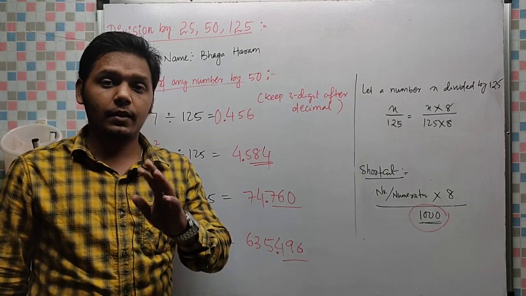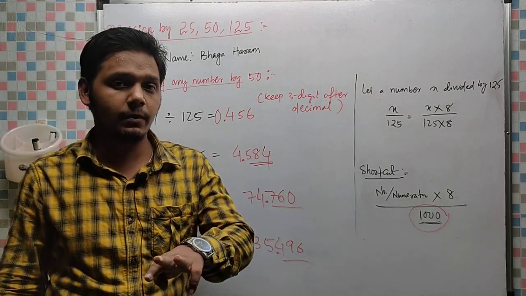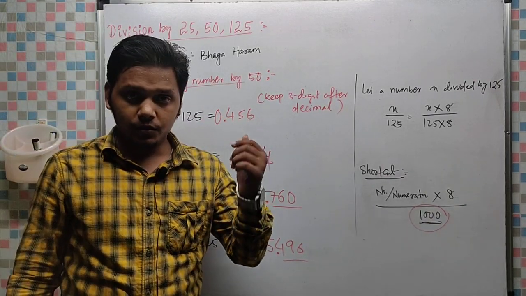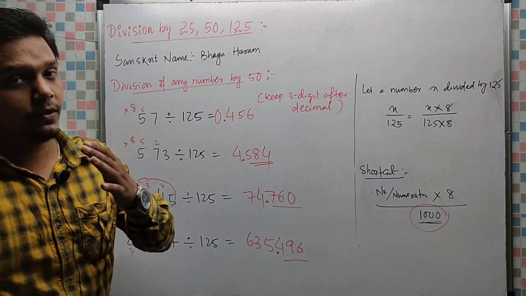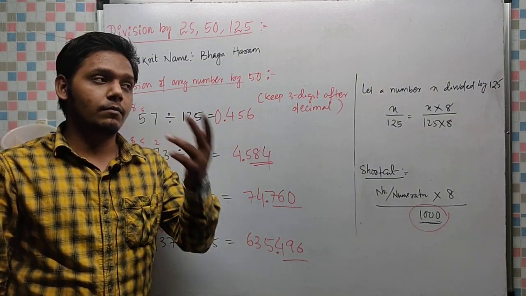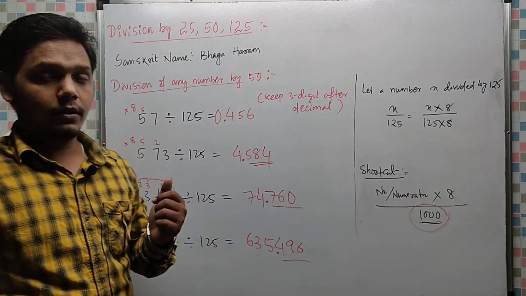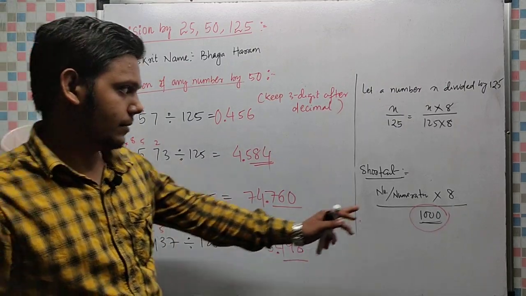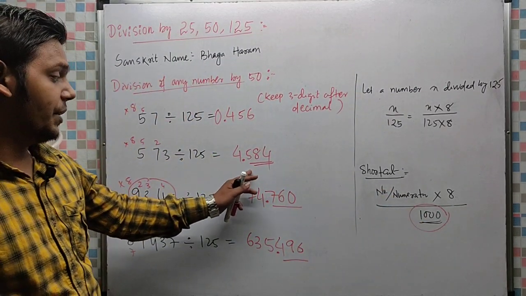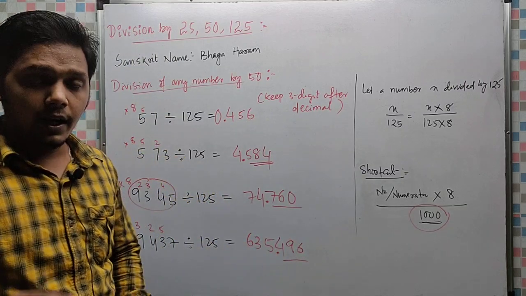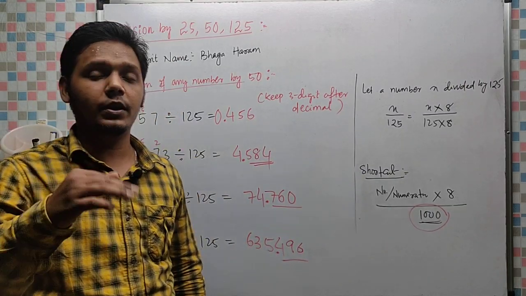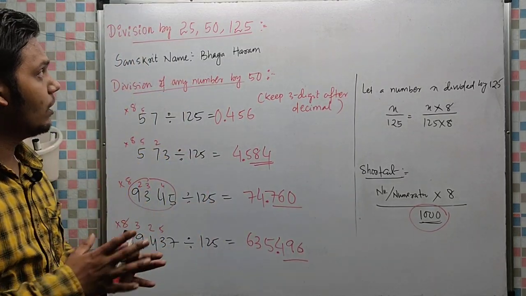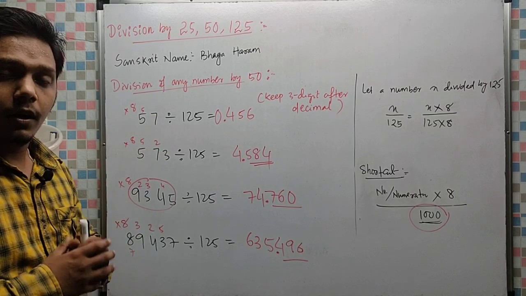So whenever you are dividing with 25, you have to multiply 4 and divide by 100. Whenever you are doing division by 50, that time you have to multiply 2 and that number will be divided by 100. And whenever you are doing with 125, that time you have to multiply 8 and you have to divide with 1000. That's why in 125 we are keeping 3 digit after decimal, whereas in division by 25 and 50, we have to keep 2 digit after decimal. That one you have to keep in mind. So this is all about division by 25, 50 and 125.